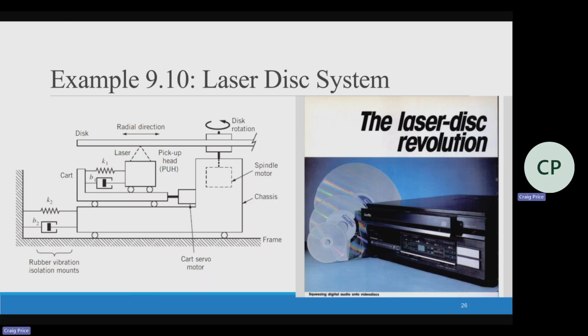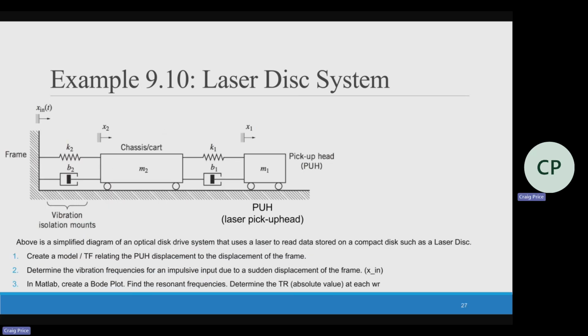And so we're going to simplify it. Right now it's pretty complicated, but this is the model that we'll be working with. Really simply, this is my cart. There are some vibration isolation mounts. There is a connection to the pickup head, which has the laser. Our goal is to figure out, for any kind of movement of the frame, what kind of movement we are going to see from the pickup head.